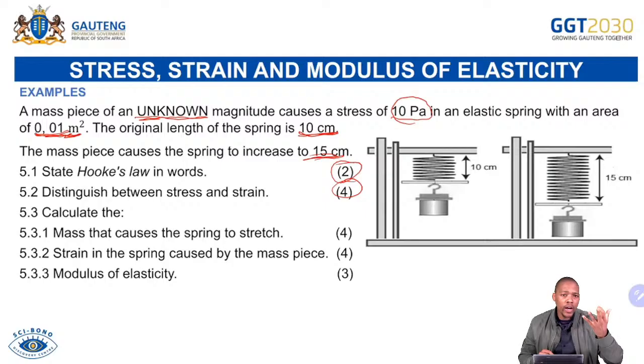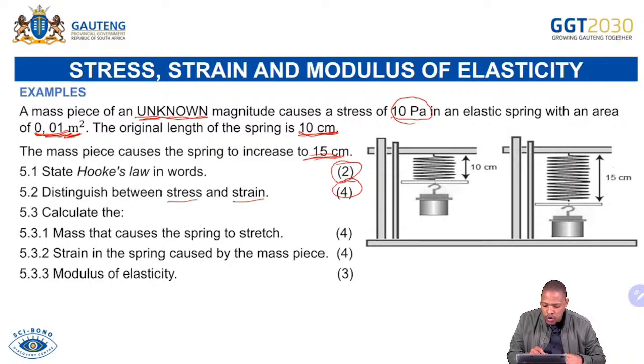This is what I was talking about today, grade 12. You see, these 3 definitions have been asked here, because here they say distinguish. The only way you're going to distinguish is by stating those definitions. 3 have been asked and 6 marks for free. Right. 5.3, now they do the calculations that I was talking about.